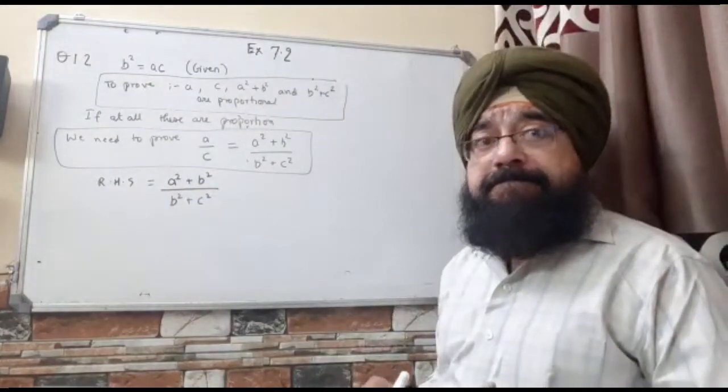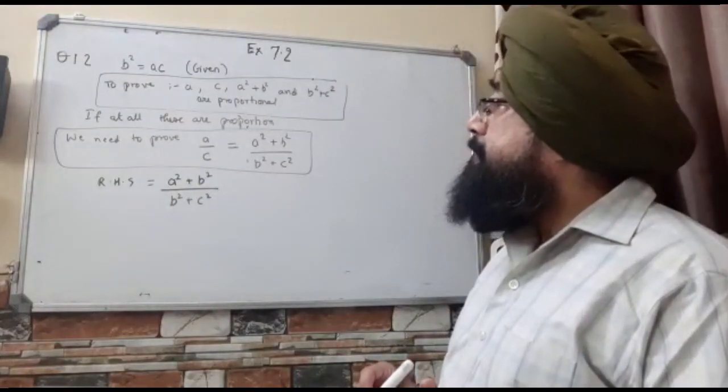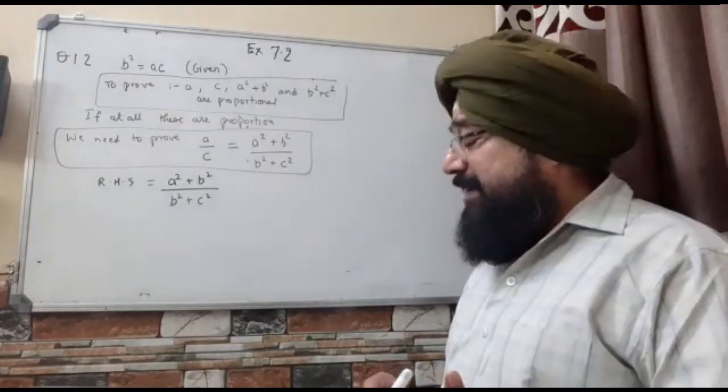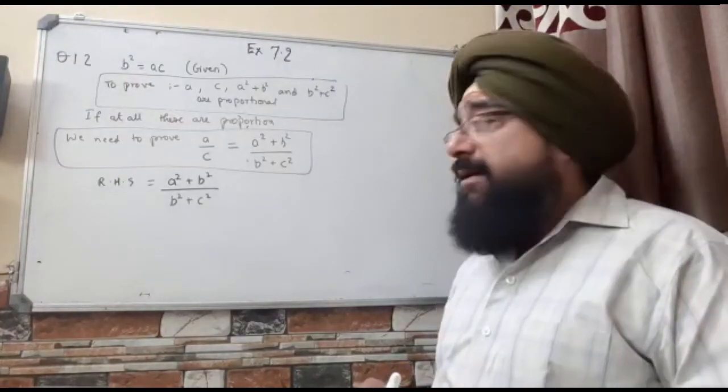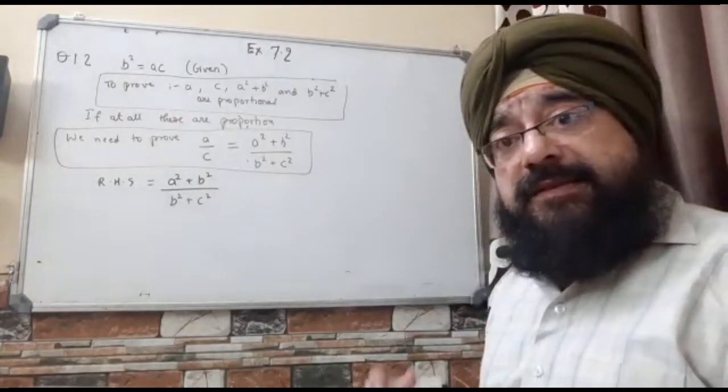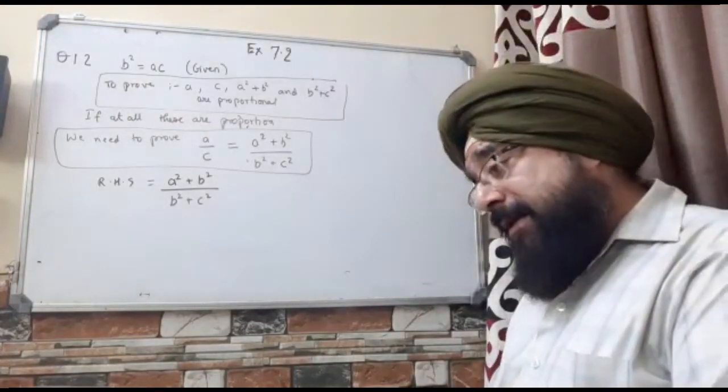Sir, we will substitute the value of B square. Then it will be A square plus AC upon AC plus C square. Excellent. Very good. And Sir, then we will take A and C common. Then it will be A plus C upon A plus C.